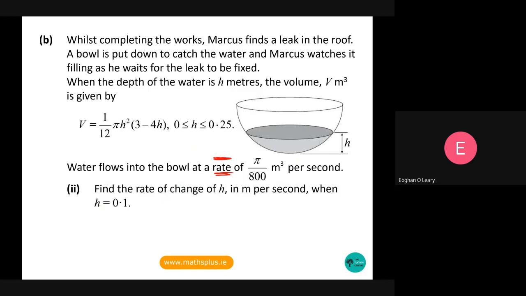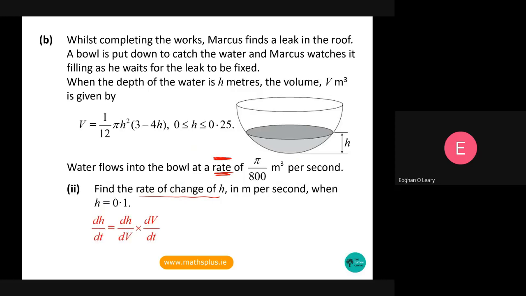Okay, so as soon as you see rate, it's likely to be a rate of change question involving differentiation. So a rate of pi over 800 meters cubed per second. So the water is flowing in, and obviously it's increasing the volume at that rate, pi over 800 meters cubed per second. Find the rate of change of h in meters per second when h is equal to 0.1.